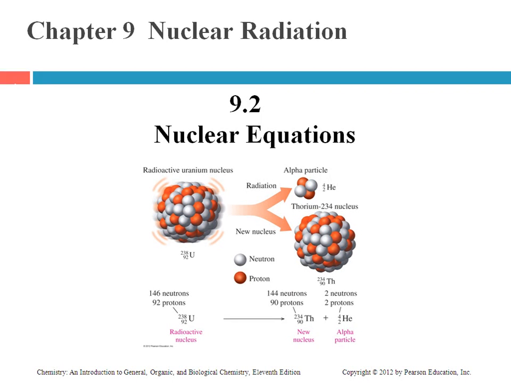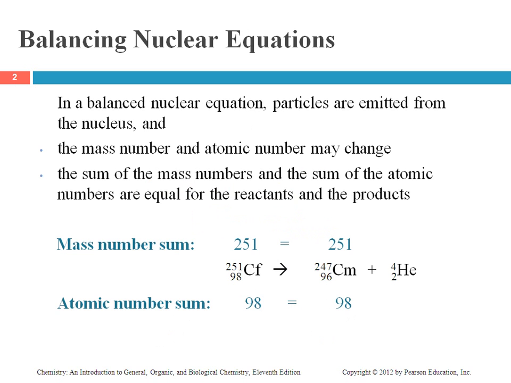Hello, welcome back to Chapter 9, Nuclear Radiation. We are going to discuss nuclear equations, and hopefully to this point you've really studied and looked at your chart, and you know your radioactive decay species: your alpha particles, beta, positrons, neutrons, and gamma rays. You'll need to know the symbols for those, and charges, and masses, and all of the above.